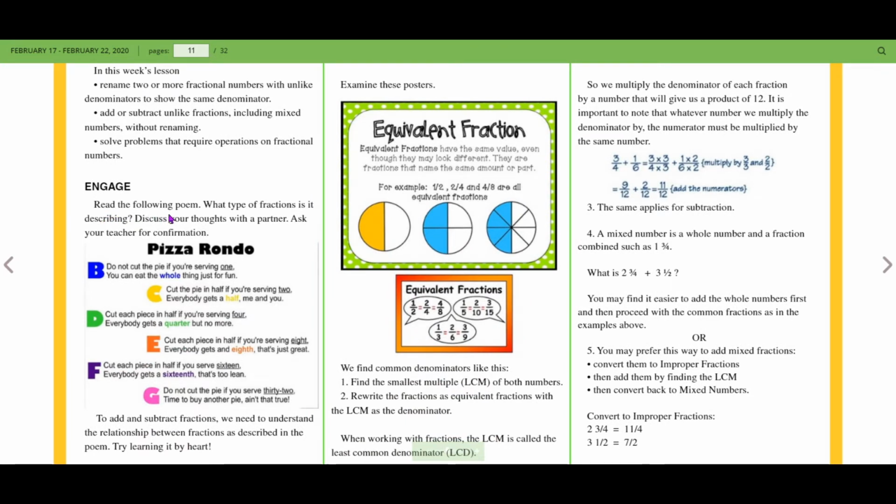Engage. Read the following poem. What type of fraction is it describing? Discuss your thoughts with a partner and ask your teacher for confirmation.